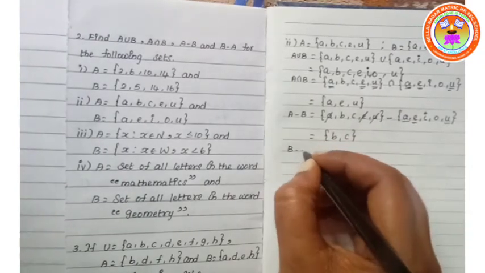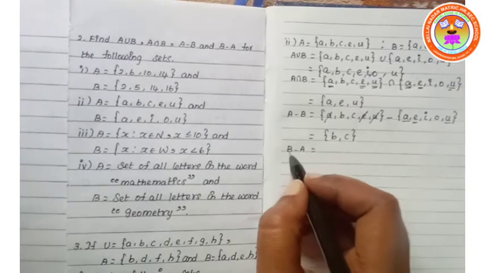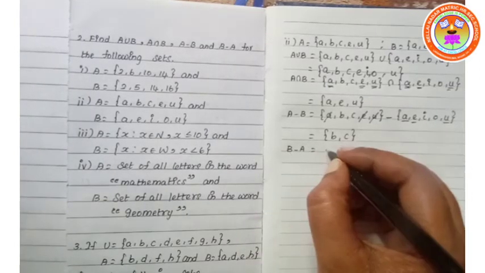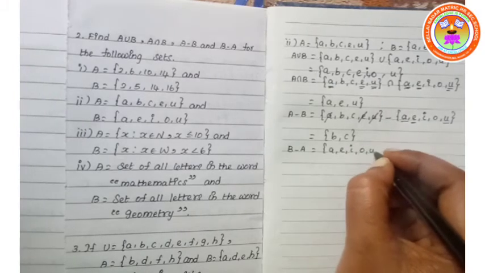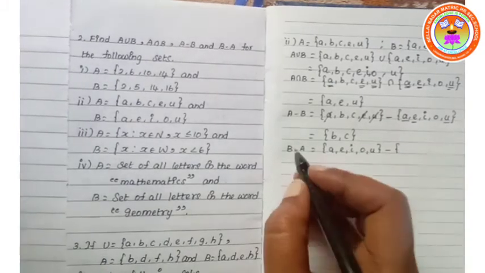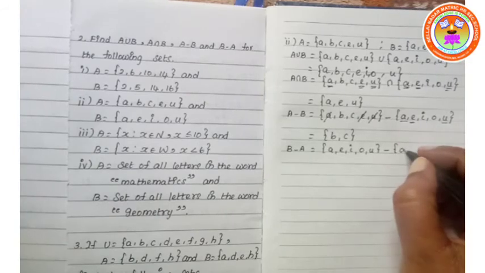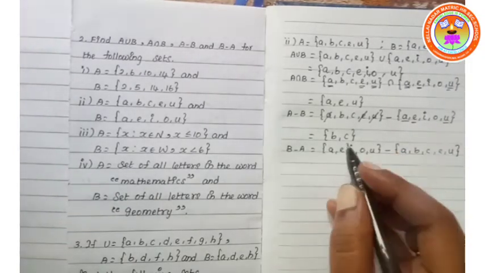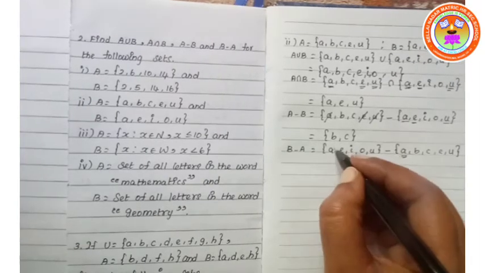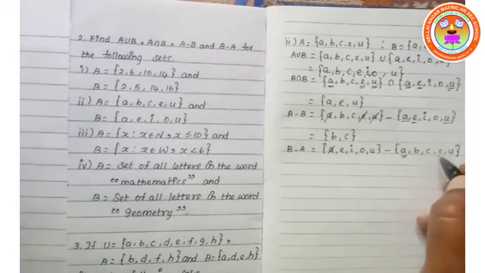Now B minus A. That means you should write first the set B. What is the set B? a, e, i, o, u minus, what is the set A? a, b, c, e, u. So now, the common elements, the same elements, should be eliminated in the first set.